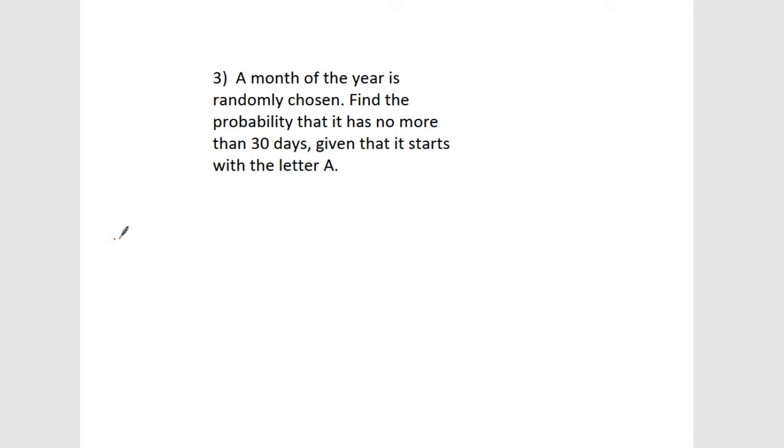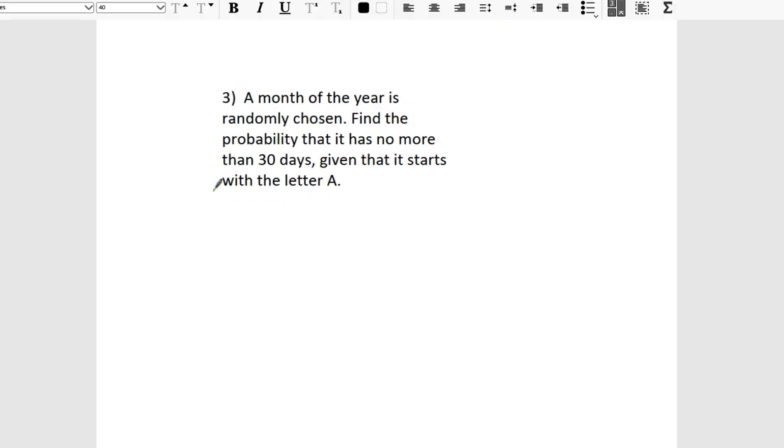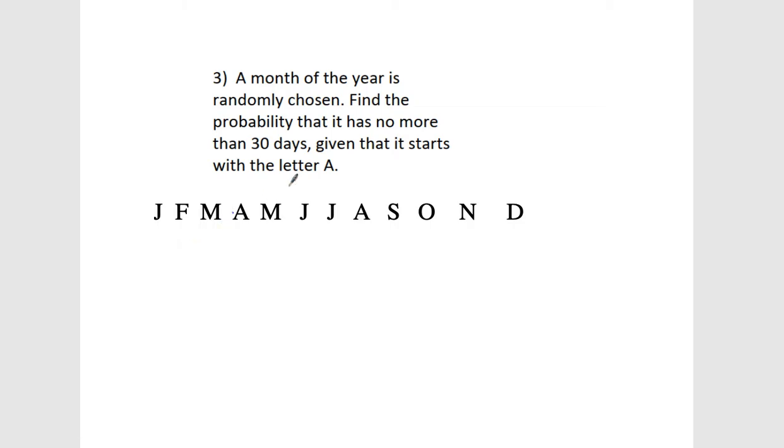Okay, so we got a bunch of months of the year. Let's talk about the months of the year. So we've got January, February, March, April, May, June, July, August, September, October, November, and December. Those are our months of the year. We know what we've already selected is that it starts with the letter A. So we have 2 that start with the letter A: April and August.